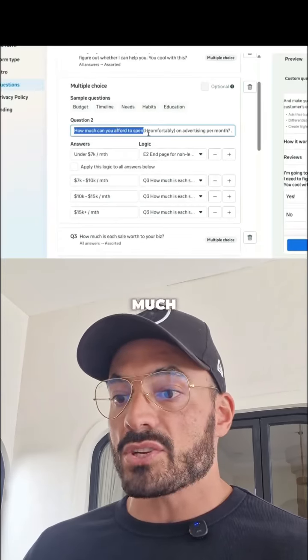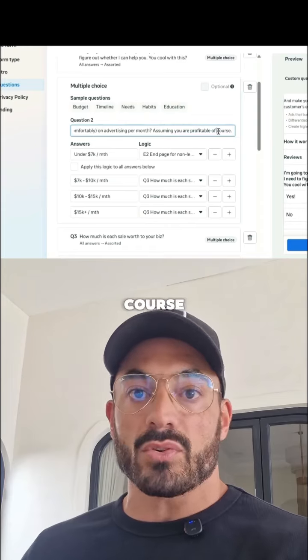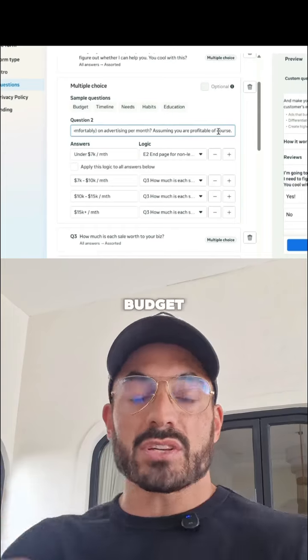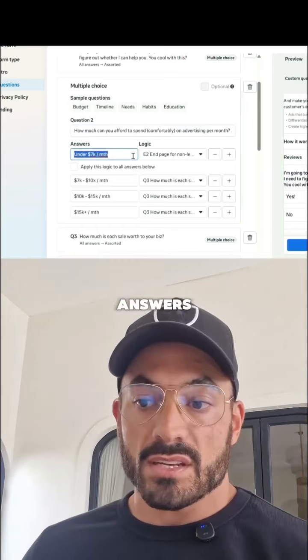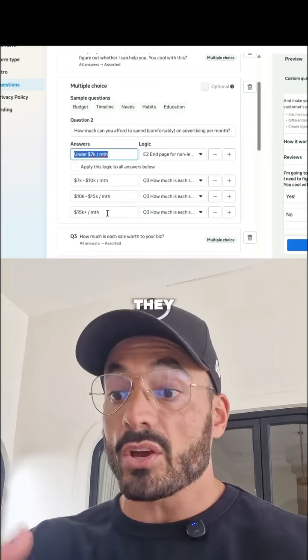My next question is, how much can you afford to spend comfortably on advertising per month, assuming you're profitable, of course. So we're asking a sensitive question, but also future pacing. If you do have this budget, there's a positive outcome here. So anyone who answers under 7K a month, disqualified. 7 to 10K, 10 to 15K, 15K plus, they're qualified. They go through to the next question.